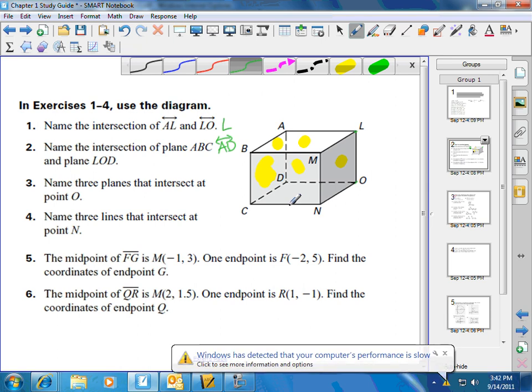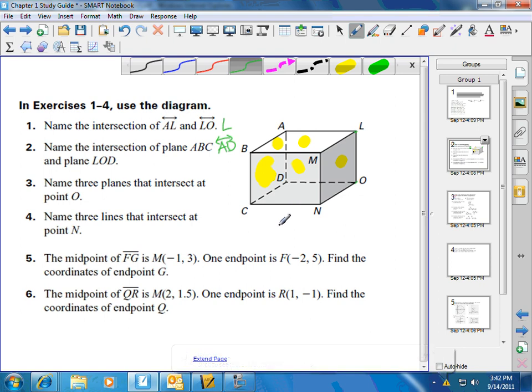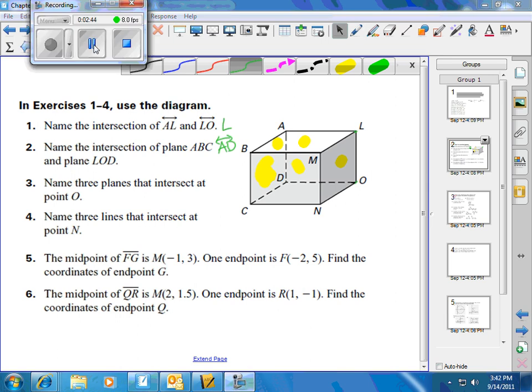Number 5, the midpoint of segment FG is negative 1, 3. And one endpoint is negative 2, 5. Find the coordinates of endpoint G. Okay, let me pause this for a second so I can write a few things down.